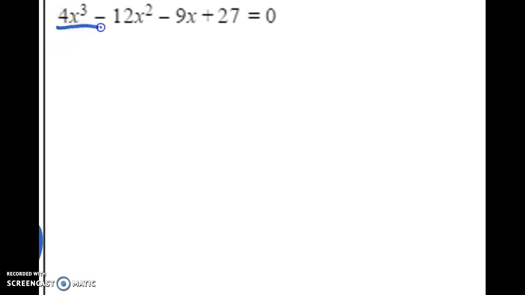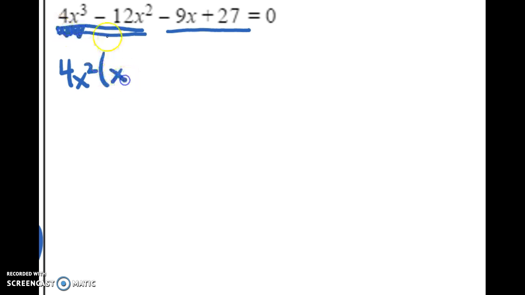So I'm going to break this up into two pieces, like so, and look at each piece separately. That first group, I noticed the largest thing that goes into 4 and 12 is 4. And of course I can take an x squared out of both of these guys. And what would be left behind if I took 4x squared away from here? I'd have just an x, and from the negative 12x squared, I took the x squared away.